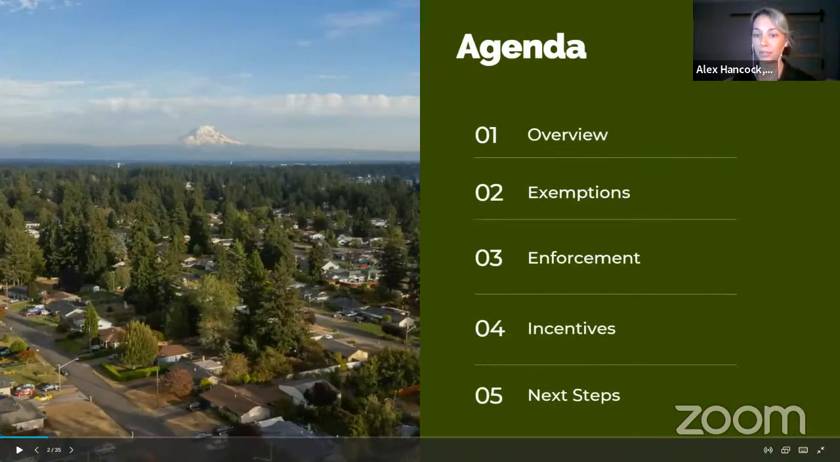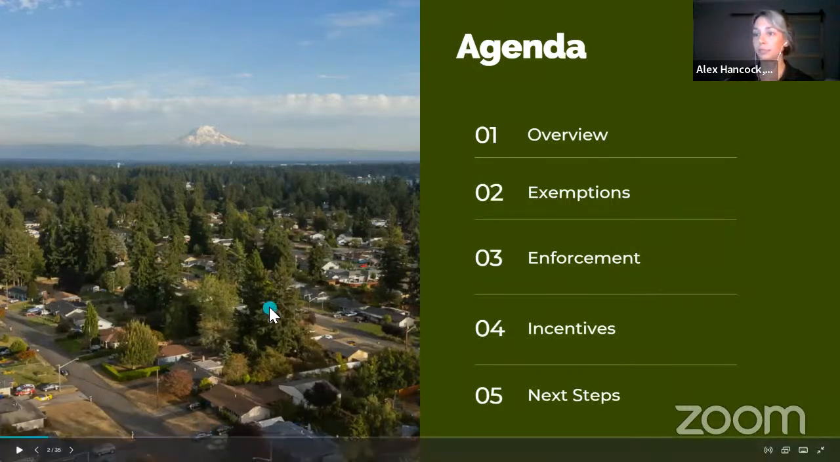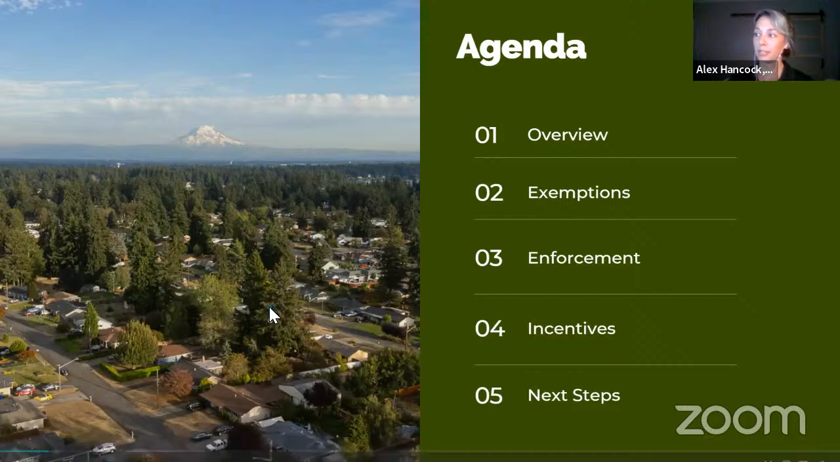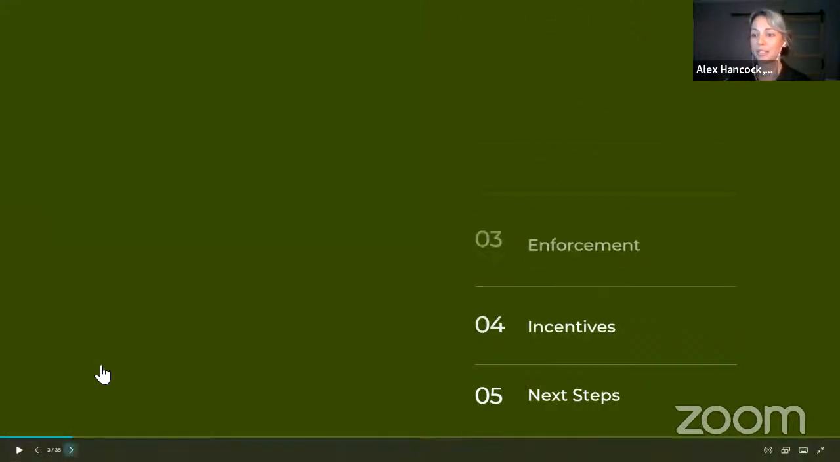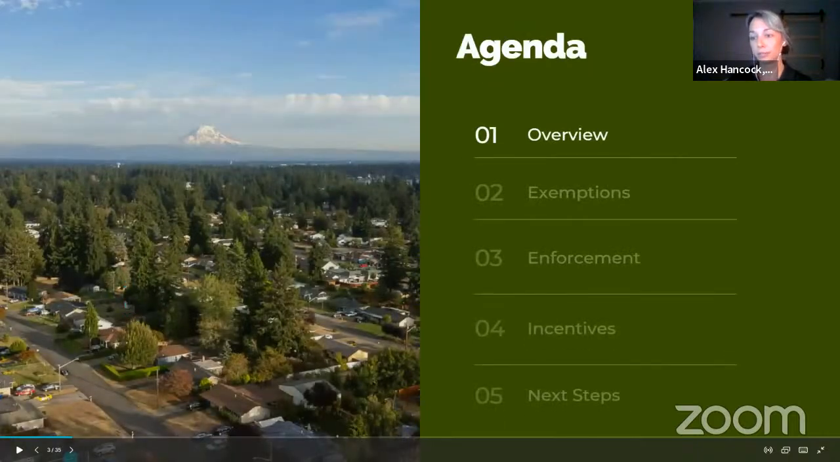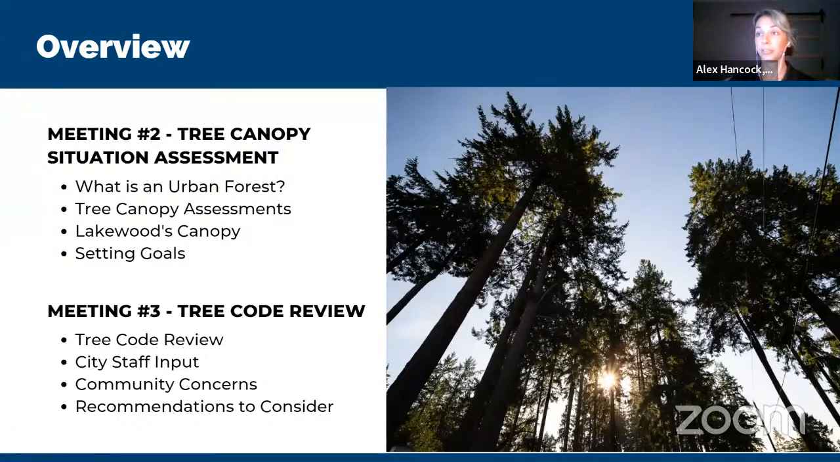So today, just to give you an overview, we're going to first go over just a general overview of what we've reviewed in the past 2 meetings. Then we'll review exemptions, enforcement, and incentives, and then talk about next steps. So these are going to be some deep dives into some pretty in-depth pieces of the code. So first, just to go over, we did go over a lot in our past 2 meetings.